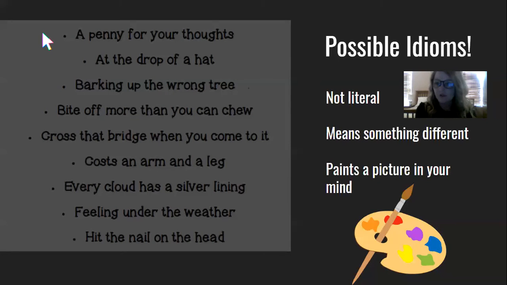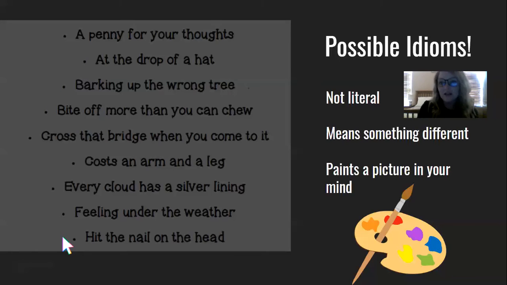So a penny for your thoughts, at the drop of a hat, barking up the wrong tree, bite off more than you can chew, cross that bridge when you come to it. That's a pretty popular one. It costs an arm and a leg. Every cloud has a silver lining. Feeling under the weather, and hit the nail on the head.